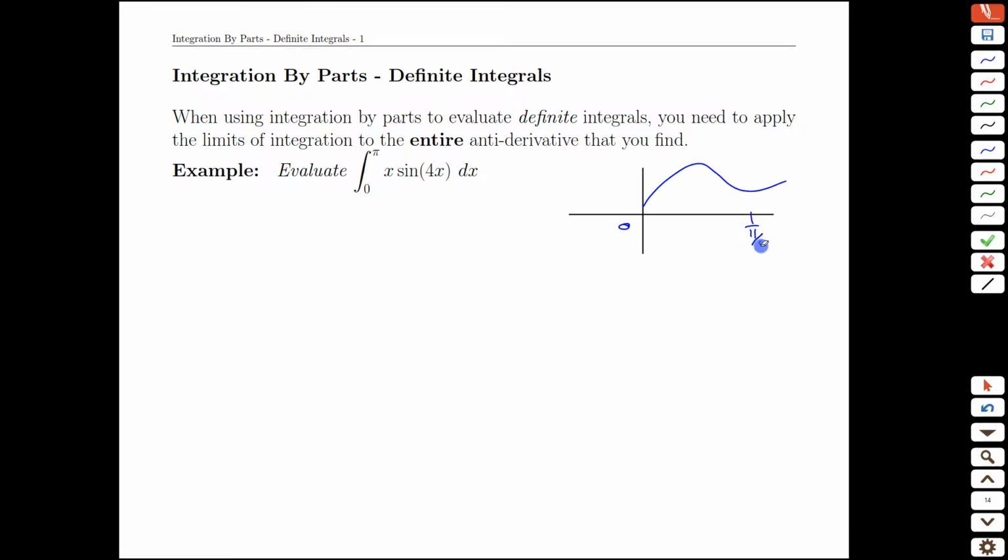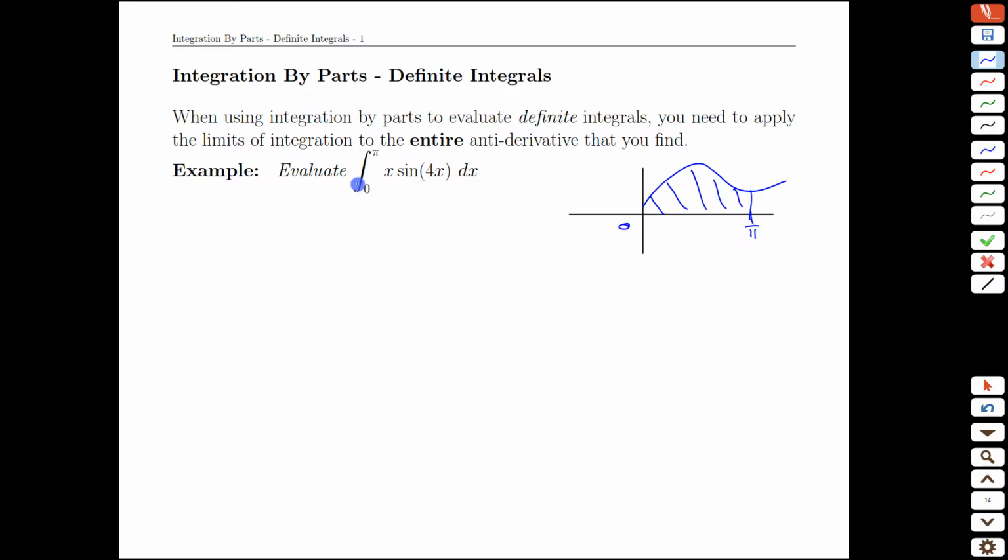But if we go out to pi, we are asking for the area under the graph, if it's positive, or the grand total of areas above minus areas below if it ends up being negative. The idea, though, is this is a number at the end of the day. There's a value for this integral because we are spanning a very specific interval on the x-axis.